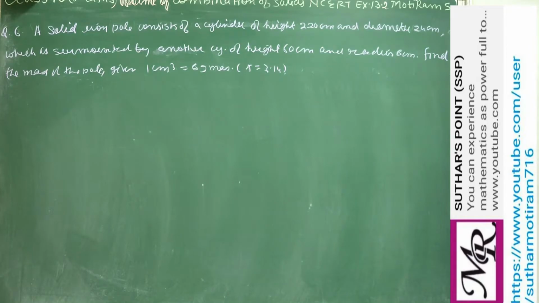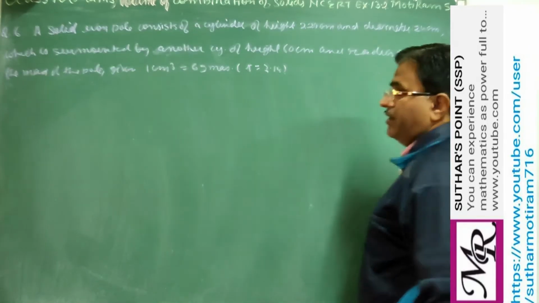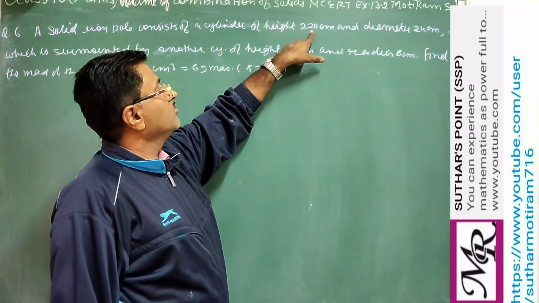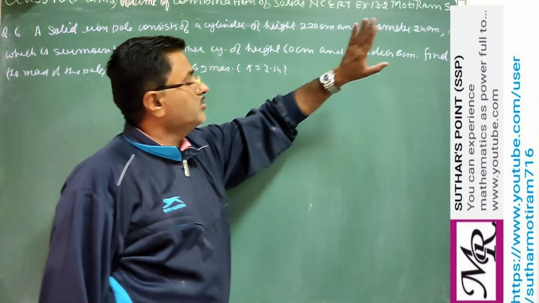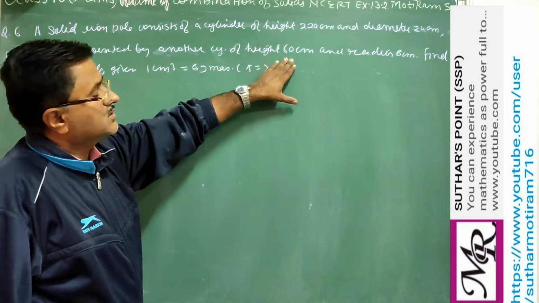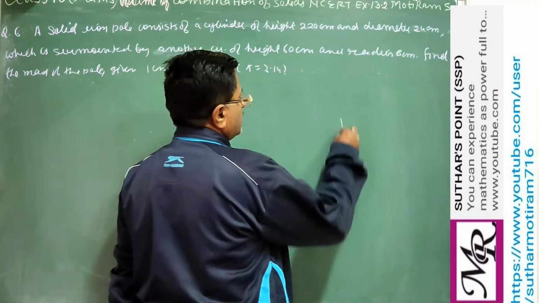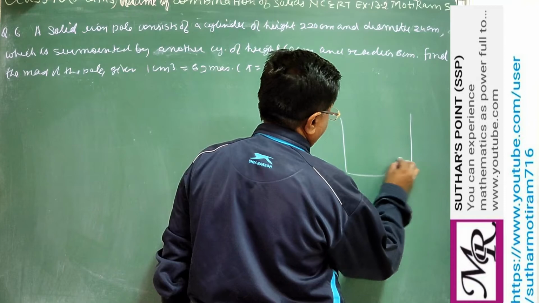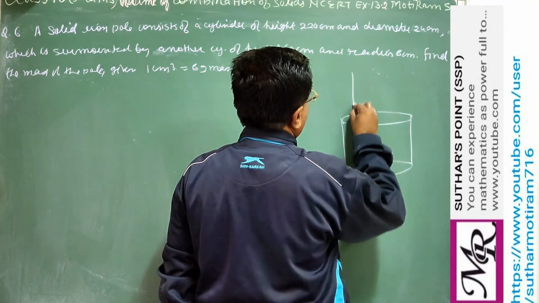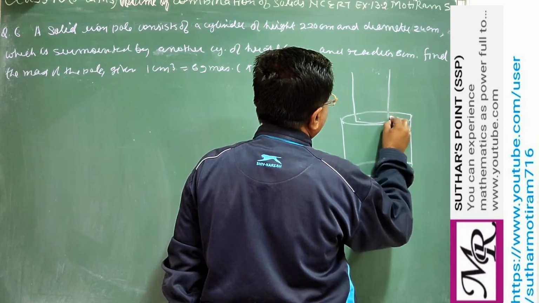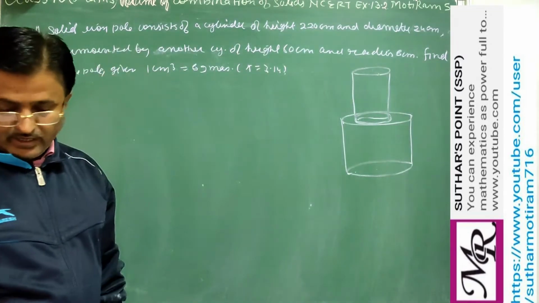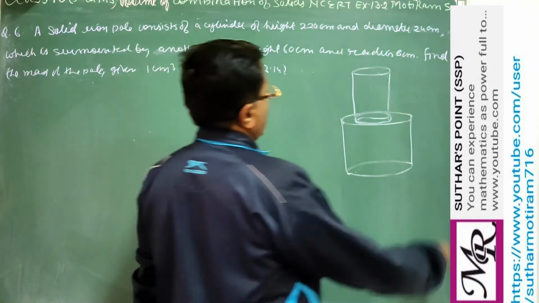Question number 6: a solid iron core consists of a cylinder. We are given a core which consists of a cylinder of height 220 centimeter and diameter 24 centimeter, which is surmounted by another cylinder of height 60 centimeter and radius 8 centimeter. So here the base is a cylinder, and its top is also a cylinder. So there are two cylinders.